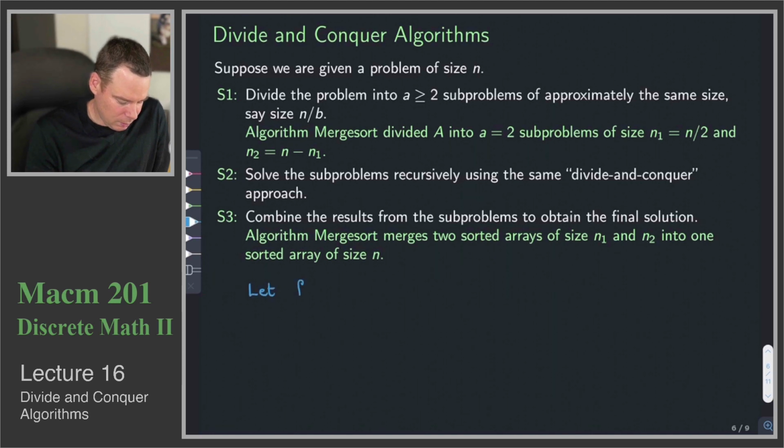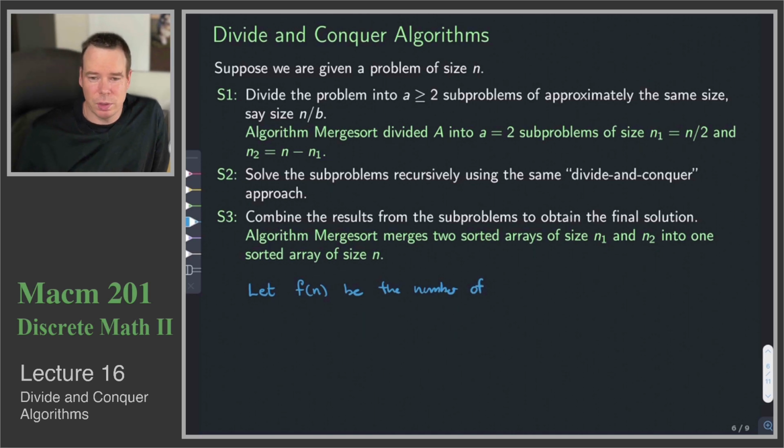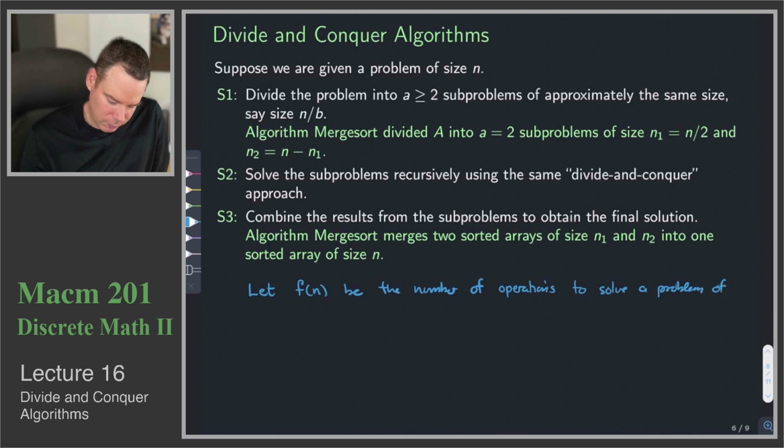We'll let f of n be the number of, in the Mergesort it was comparisons, but in general we'll just say let it be the number of operations to solve a problem of size n. So that's what we're interested in. What is f of n?